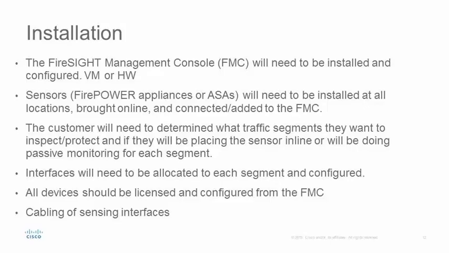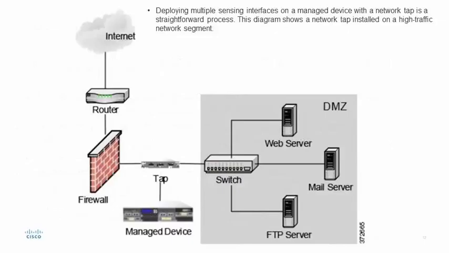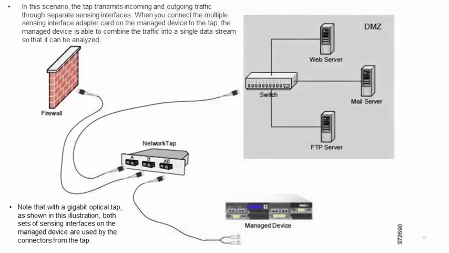So some of the deployment topologies that you're going to run into, one of the really easy ones is the tap deployment. Deploying multiple sensing interfaces on a managed device with a network tap is pretty straightforward. This diagram shows how a network tap is installed on a single high traffic network segment. In this case, the tap is going to be configured to transmit incoming and outgoing traffic through separate sensing interfaces.